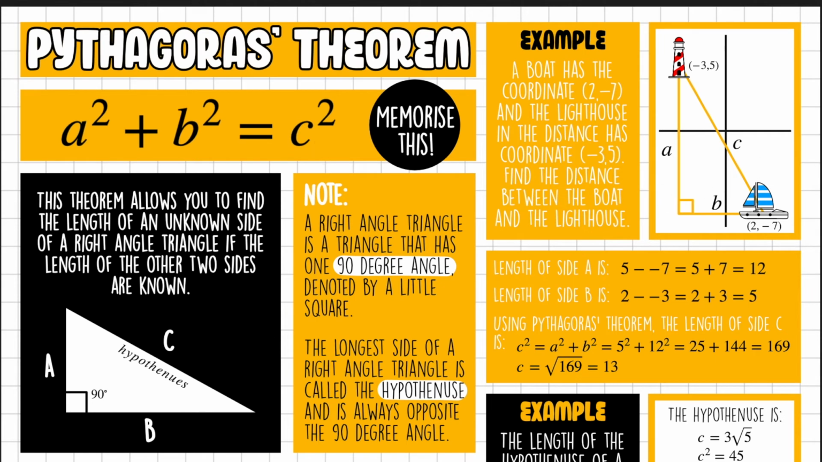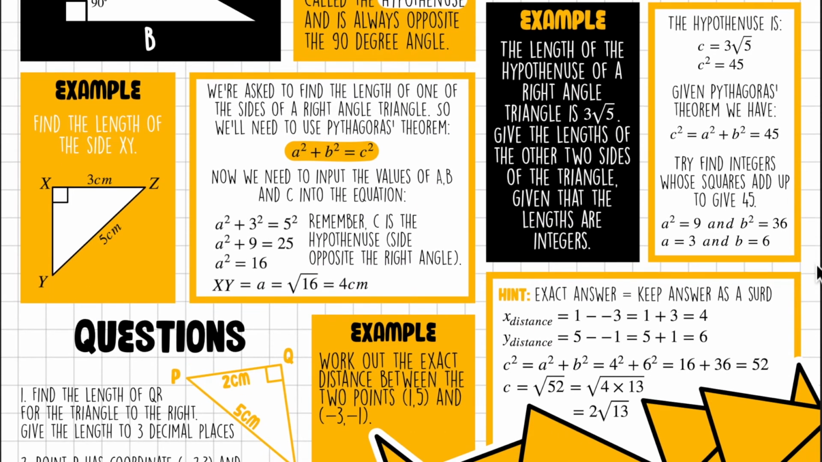So what we can do is we can say, all right, C is equal to 3 root 5. Therefore, C squared is equal to 45. Okay, what else do we know? What other information have we got? Well, we've got Pythagoras' theorem. So we have C squared is equal to A squared plus B squared. And we know that C squared is equal to 45. So we have A squared plus B squared is equal to 45.